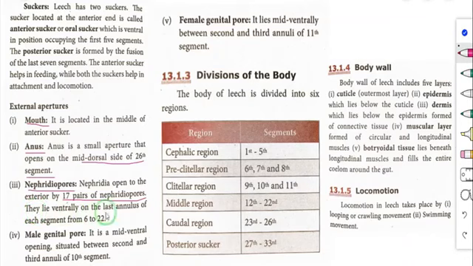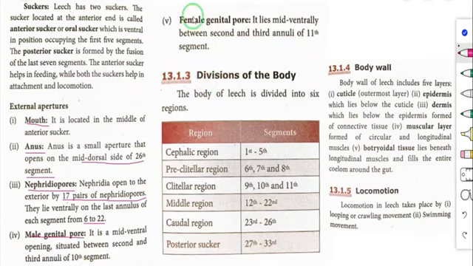They lie ventrally on the last annulus of each segment from 6 to 22. The fourth one is the male genital pore, the male opening. It is a mid-ventral opening situated between the second and third annuli of the 10th segment. So the male genital pore is present in the 10th segment.